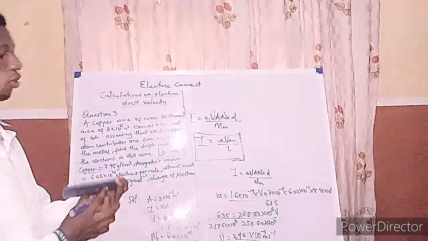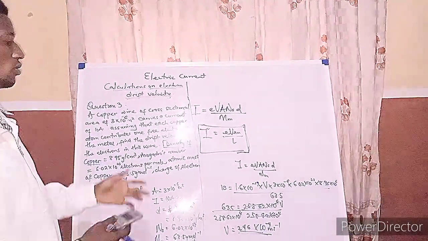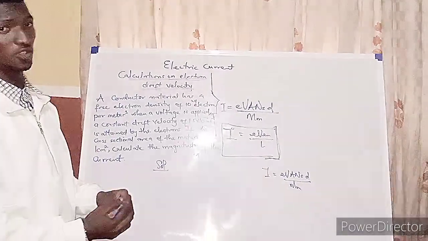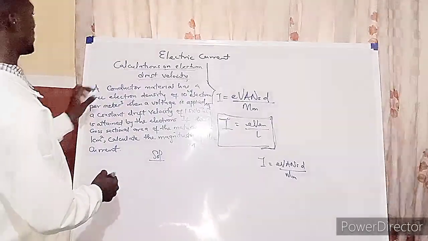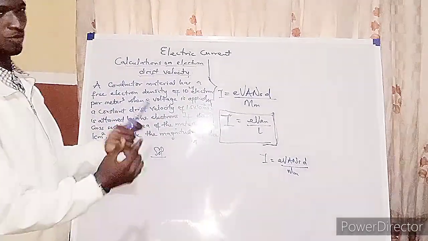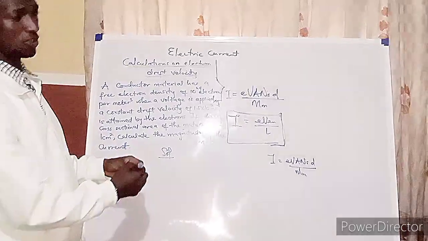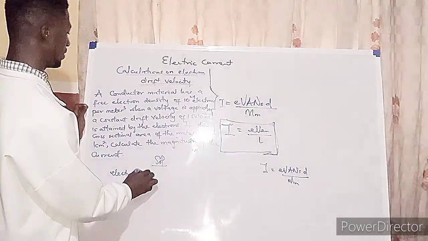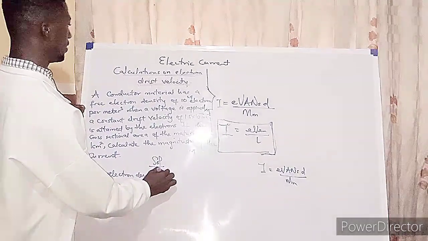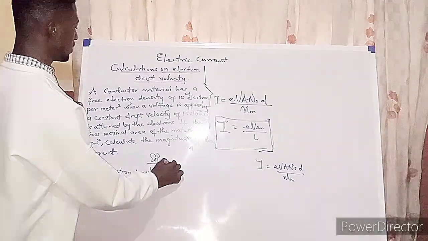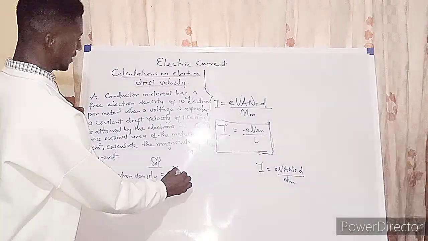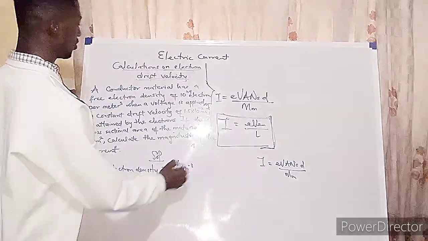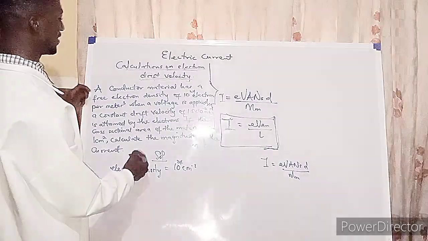So we just have one more question to solve, and after that question, we end the class. Okay, let's look at this last question. A conductor material has a free electron density. Now, this is what I haven't mentioned in the calculations so far. We have referred to it as electron density here. Electron density is said to be 10 raised to the power 24 electron per meter cube. Okay, you get to understand this better.